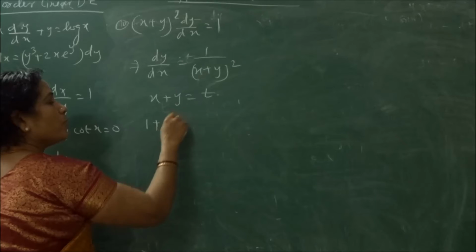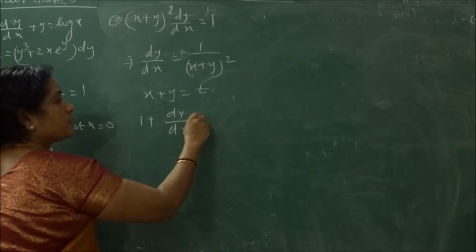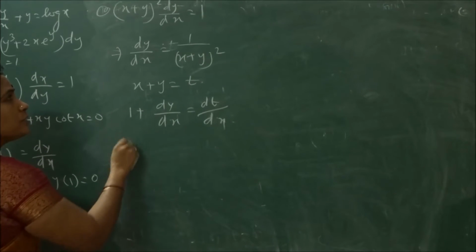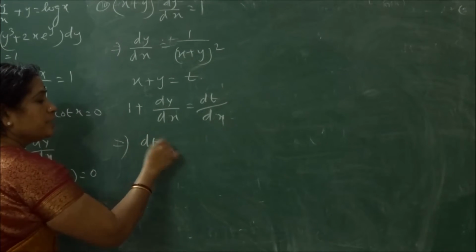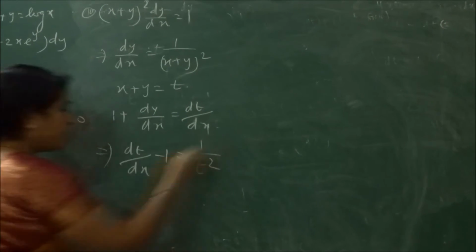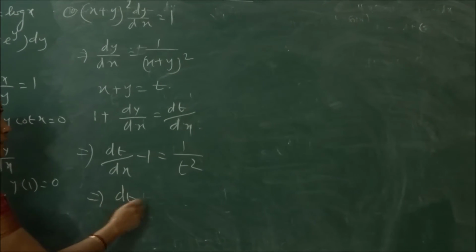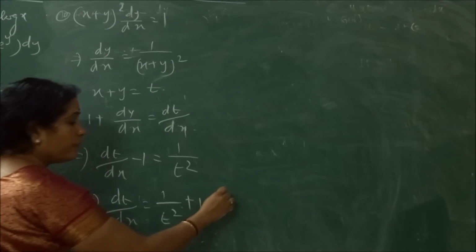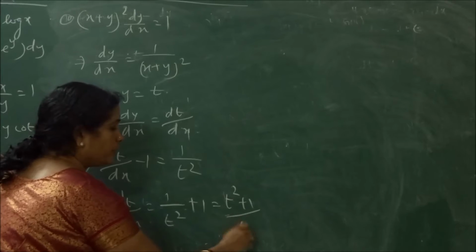So now this becomes 1 plus dy by dx, that is equal to dt by dx. Now if I substitute all the values, instead of dy by dx, it becomes dt by dx minus 1, that is equal to 1 upon t square. If I take 1 to that side, this implies dt by dx is equal to 1 upon t square plus 1, otherwise t square plus 1 upon t square.